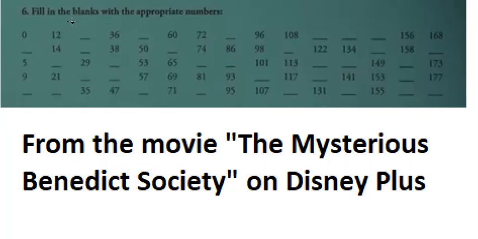Hello everybody. So today I will talk about algebra. The question is from the movie The Mysterious Benedict Society on Disney Plus. Here is a real question from the movie. The question says to fill in the blanks with the appropriate numbers.